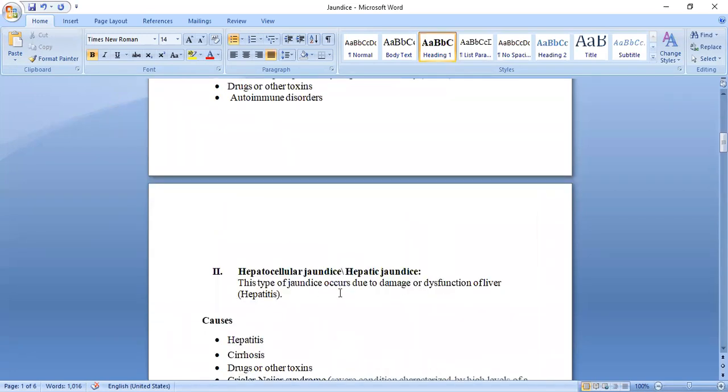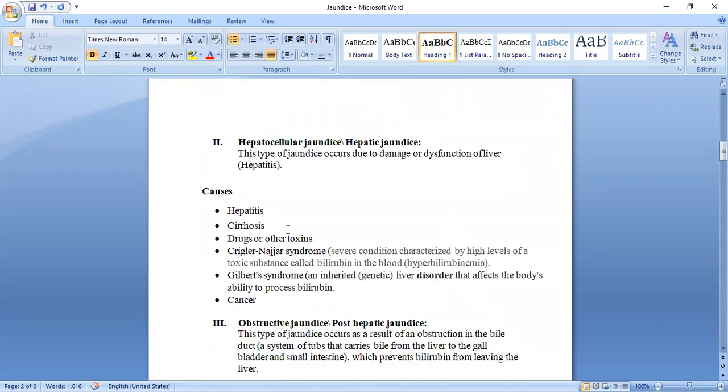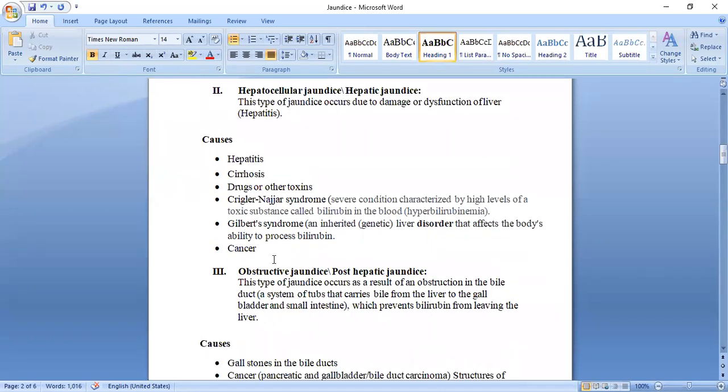Second one, that is the hepatocellular, also called hepatic jaundice, due to damage or dysfunction of the liver. That is due to hepatitis, cirrhosis, drugs, Crigler-Najjar syndrome, which is due to hyperbilirubinemia, high levels of the toxic substance bilirubin in the blood, and Gilbert syndrome, meaning what? A genetic liver disorder, or due to cancer.